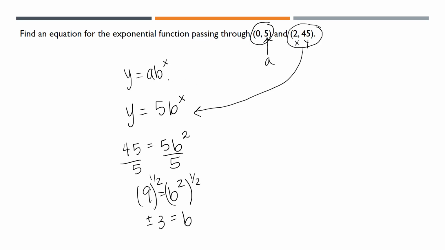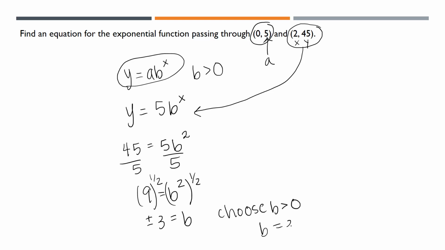However, when we're looking for an equation in the form y equals ab to the x, we know that our b value has to be positive, right? So I'm going to choose the positive b value. We're going to let b be a positive 3. So I'm going to put this together. Our a is 5, our b is 3.